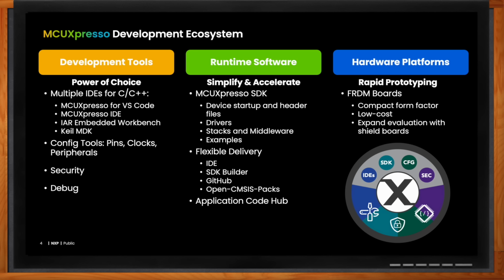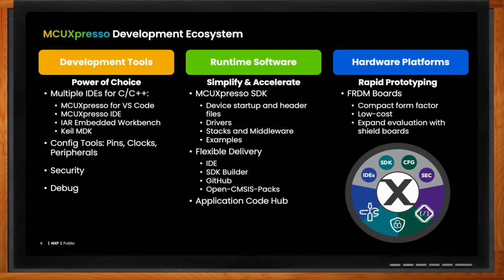It's a quick button and they get the SDK. They can also get it from our website and customize the SDK. And there's also the ability, as I'll mention later, to get it from GitHub and Open CMSIS packs. So providing it in the way that the customer wants to receive it. And then an exciting new way of delivering software to customers is NXP's Application Code Hub, which I'll talk about later.